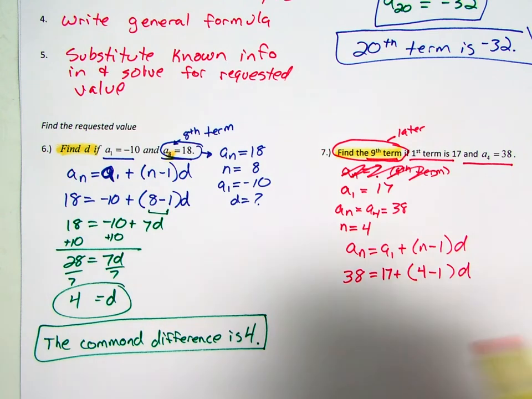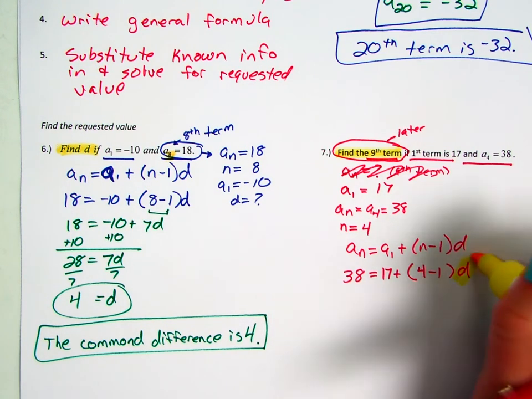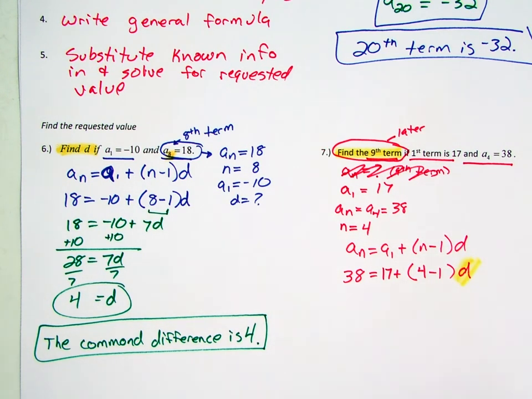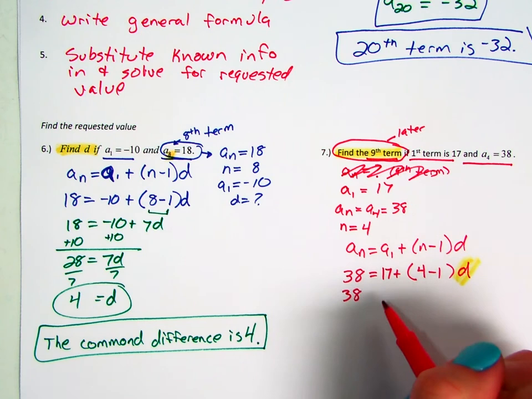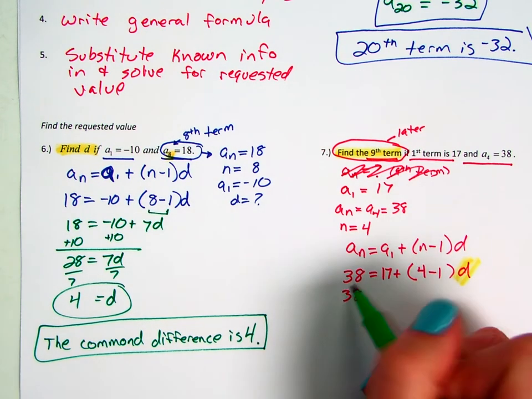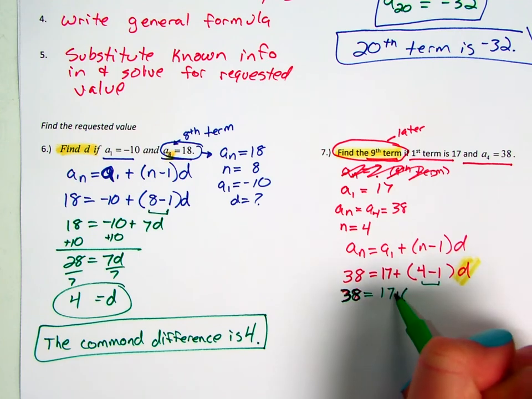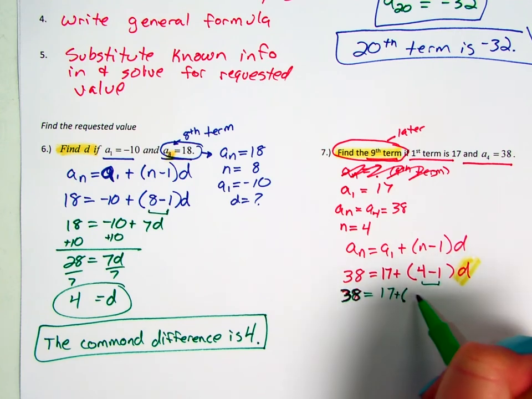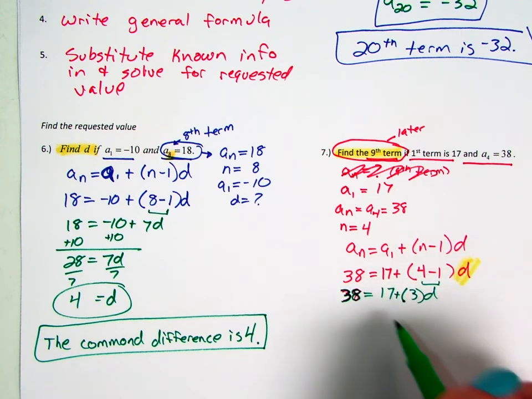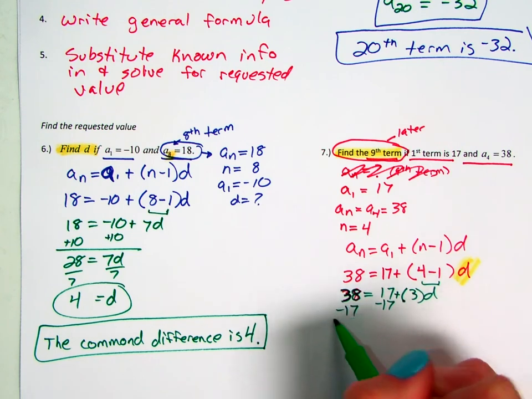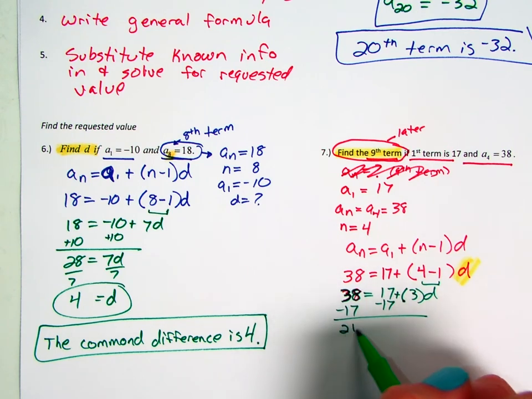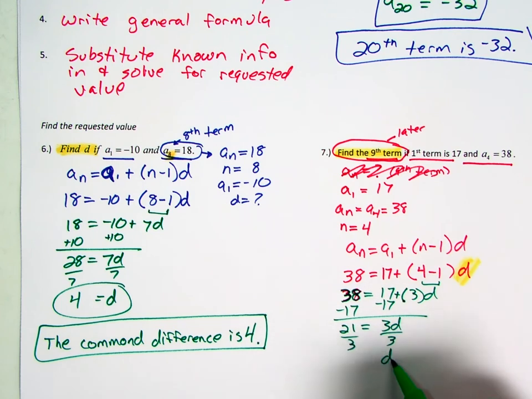At this point, I notice that I only have one variable, so I should try and solve for that variable. So 38 equals 17 plus, 4 minus 1 is giving me a 3, right? So plus 3 times d. So I can subtract 17 to get d alone, would be 21 equals 3d, divide by 3. And that tells me d equals 7.